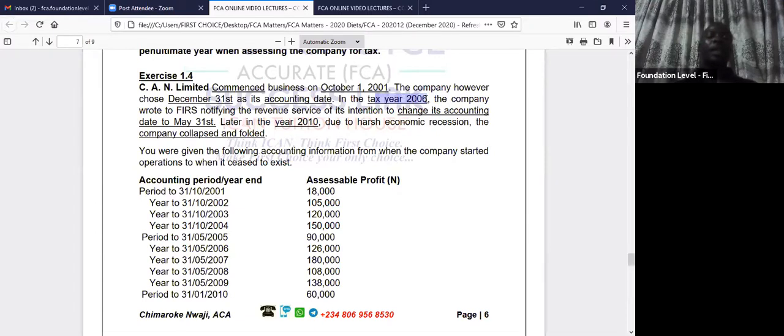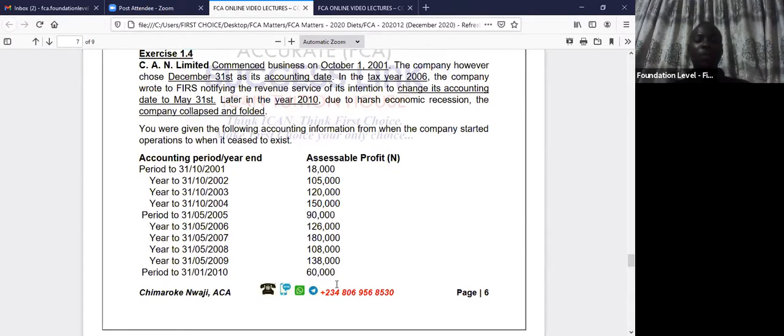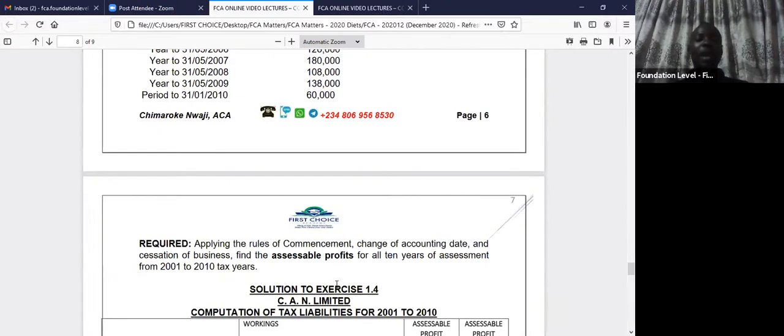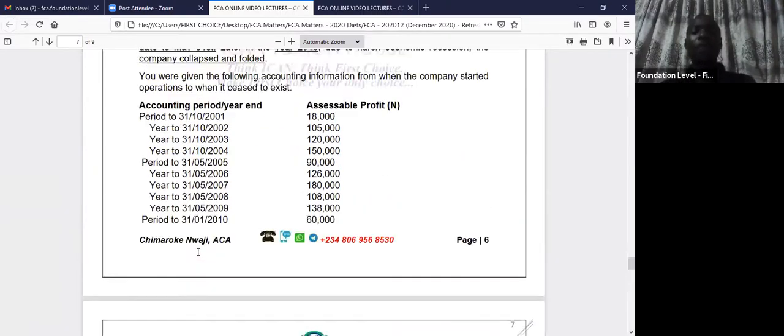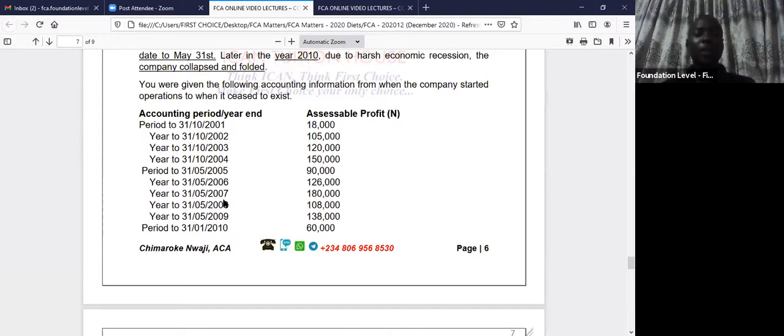Now that's the whole question. See how small this question is? It contains everything you need to know about your basis period. Okay, so let's see how we can do requirements. Here they say required. Applying the rules of commencement, change of accounting date, and cessation of business, find the assessable profit for all 10 years. So I'll show you what to do here.